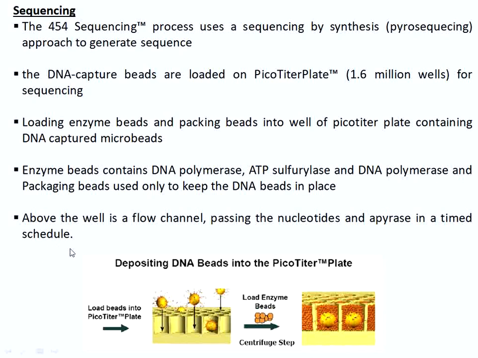Above this picotiter well, there is a flow channel, okay, which passes the nucleotides sequentially according to the schedule, and apyrase in a timely schedule, okay. So one nucleotide at a time will be added according to the schedule within these picotiter plate wells, okay. So the flow channel has a role to pass the nucleotide and apyrase enzyme in a timely schedule.